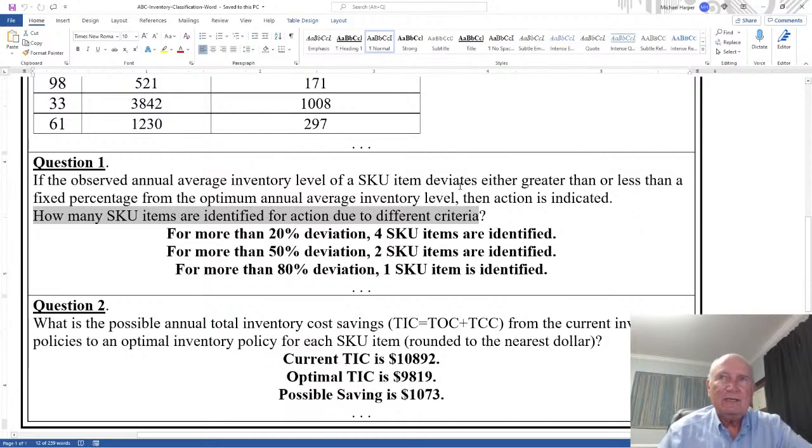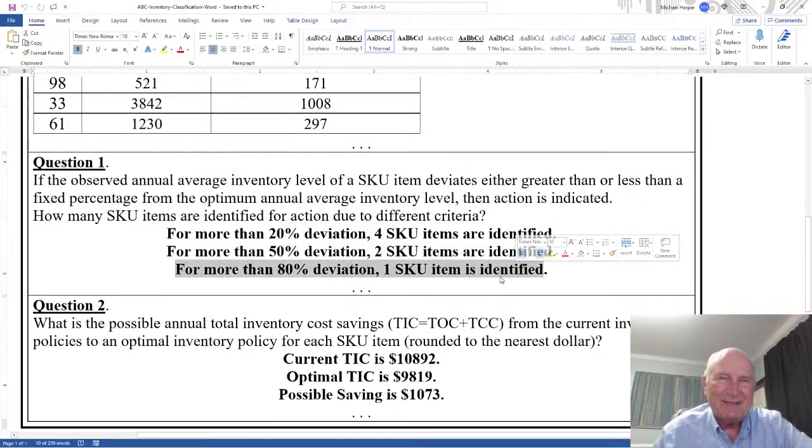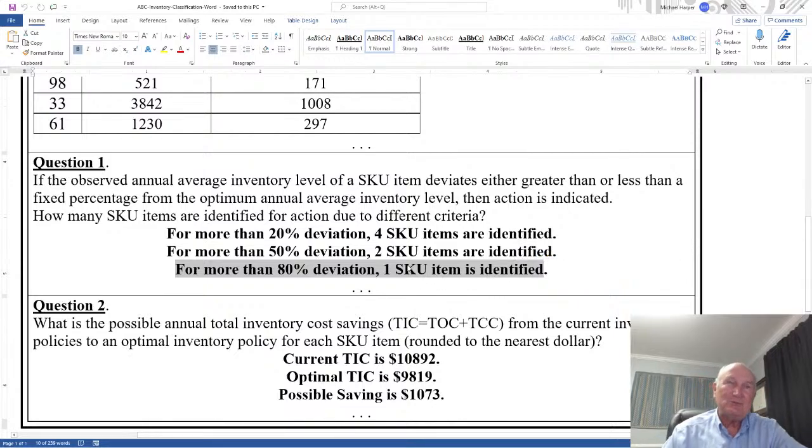In other words, if the actual observed annual average inventory deviates more than 20% from the optimal, 4 SKU items did. More than 50%, 2 SKU items did. More than 80%, 1 SKU item did. So 1 SKU item is really in trouble. More than 20%, 4. And so how do we do this?